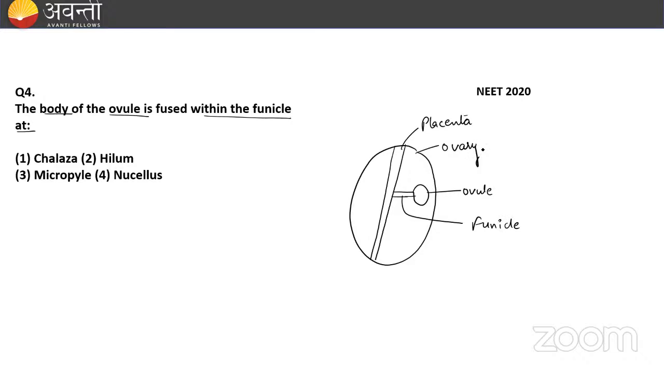So there's an ovary. Inside the ovary, placenta is present. And the placenta is connecting to the ovule through a stalk, which is known as funicle. And this funicle is attached to the ovule at a point or junction, which is known as hilum. This junction is known as hilum. So the correct option is option number 2, which is hilum. Option 1 is chalaza, which is the basal part of the ovule. Micropyle is the tip of the ovule. And nucellus, you know, that's a part of the ovule. So the correct option is 2.